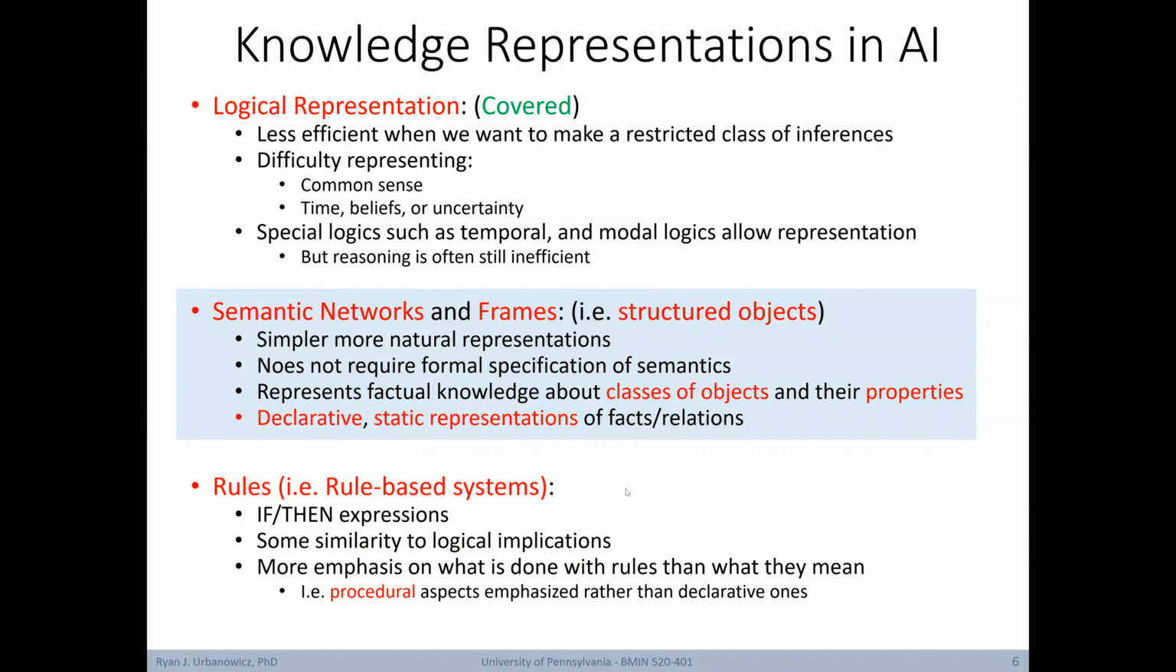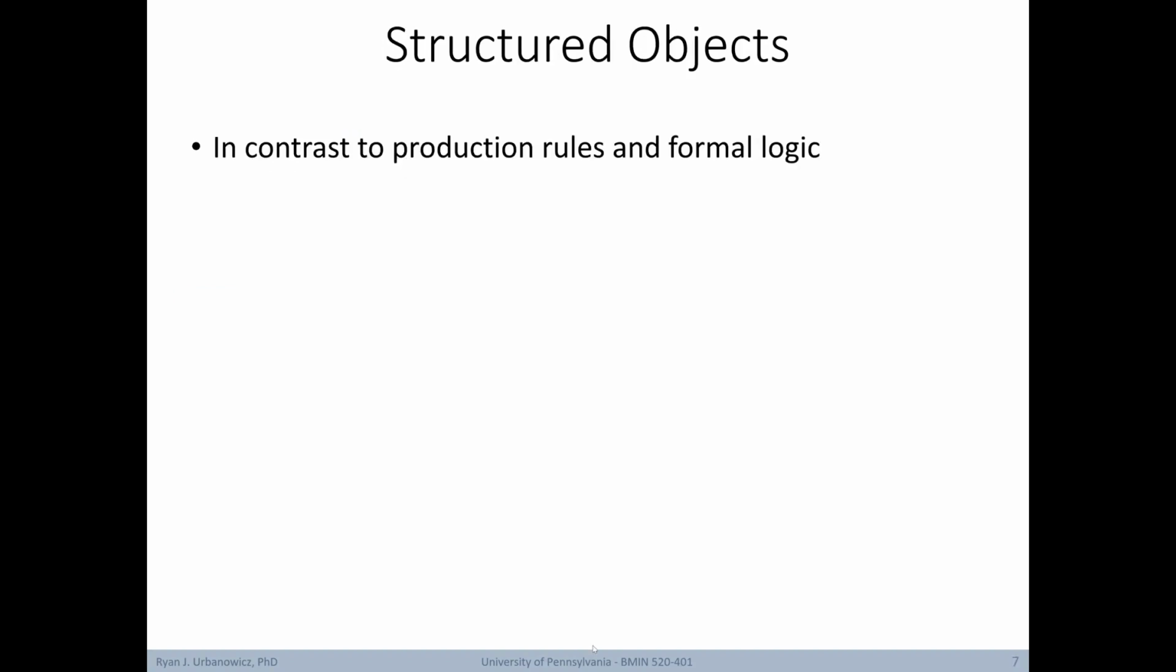A quick preview of rules and rule-based systems. This representation relies on if-then expressions. As a result, rules have a connection to what we've learned about with logical implications, which also represent an if-then relationship. However, in rule-based systems, there's more emphasis on what is done with the rules rather than what they mean. Often, such systems are used to make decisions about what to do next, rather than just to describe relationships between individuals. So we just introduced the term structured objects.